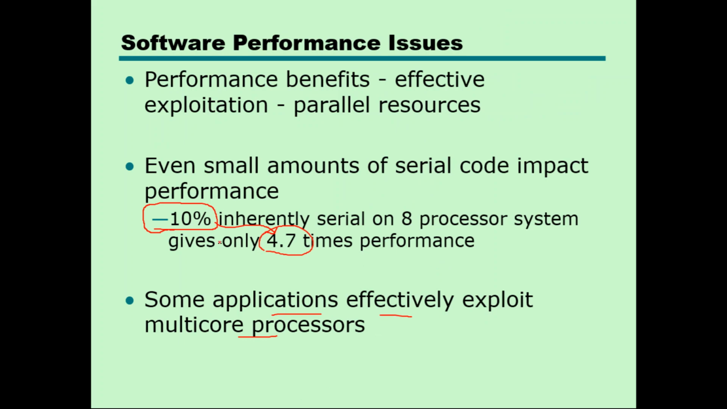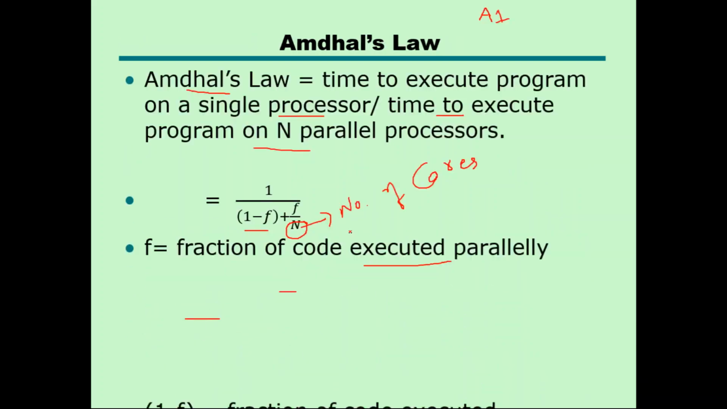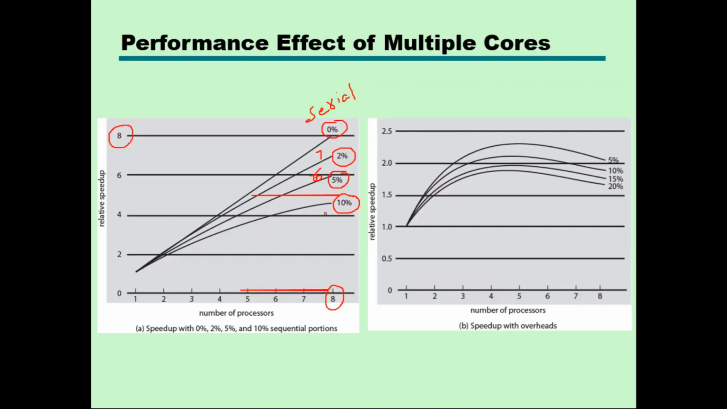Here it says that when 10% of the code is to be executed in sequential or serial fashion, the performance gain is only 4.7 times. It is not going to be 8 times. The maximum performance gain possible is 8 times, but here it is only 4.7 times. So the amount of code that is to be executed serially is also going to adversely affect the performance of multi-core computers.